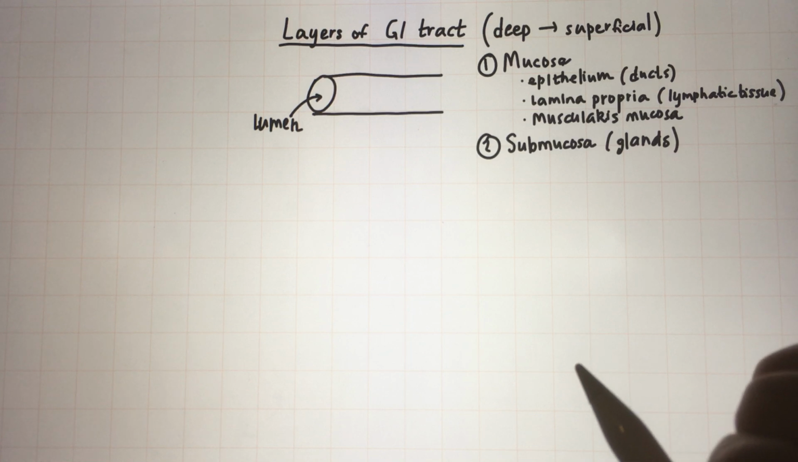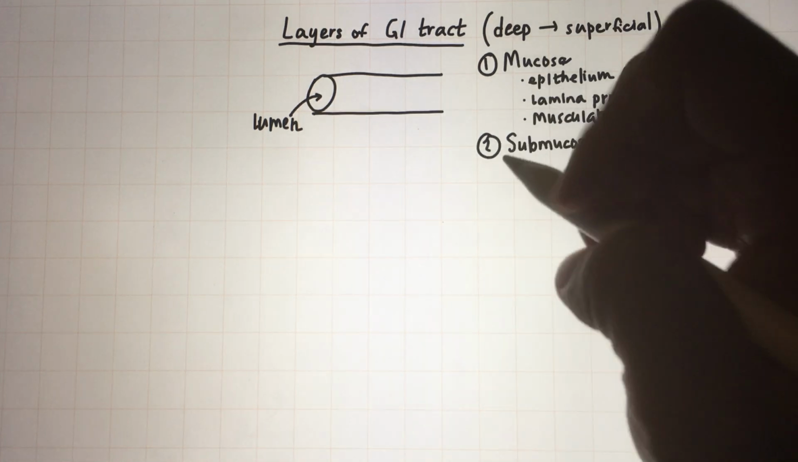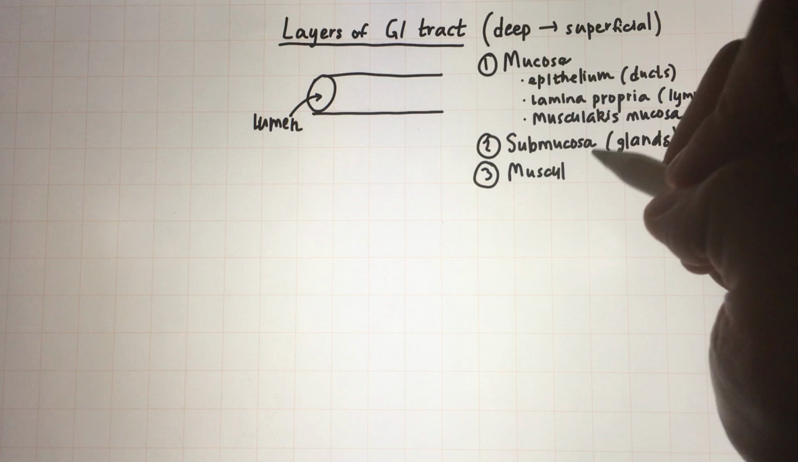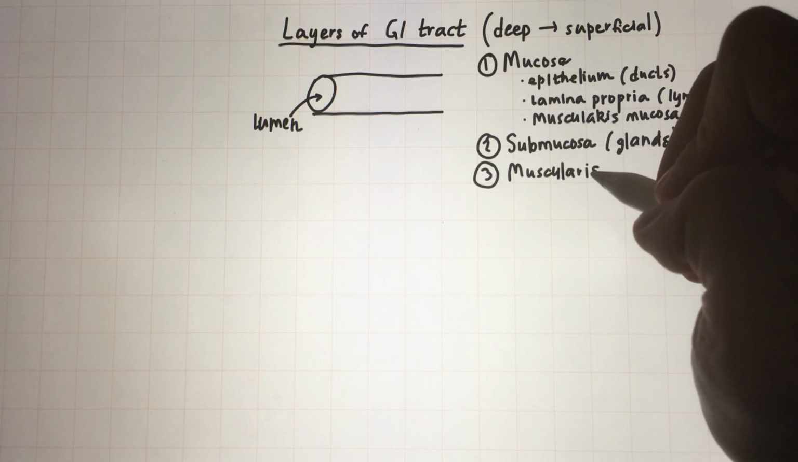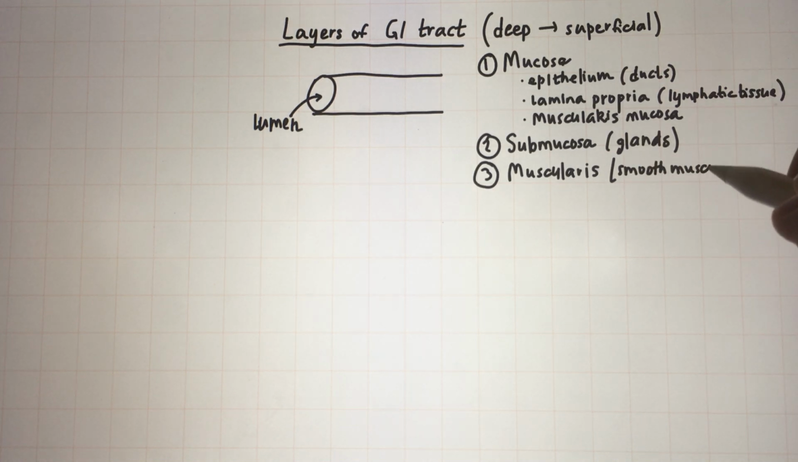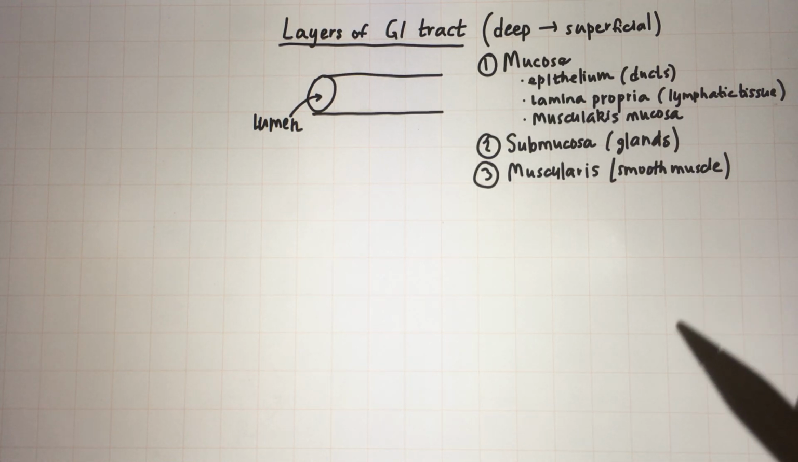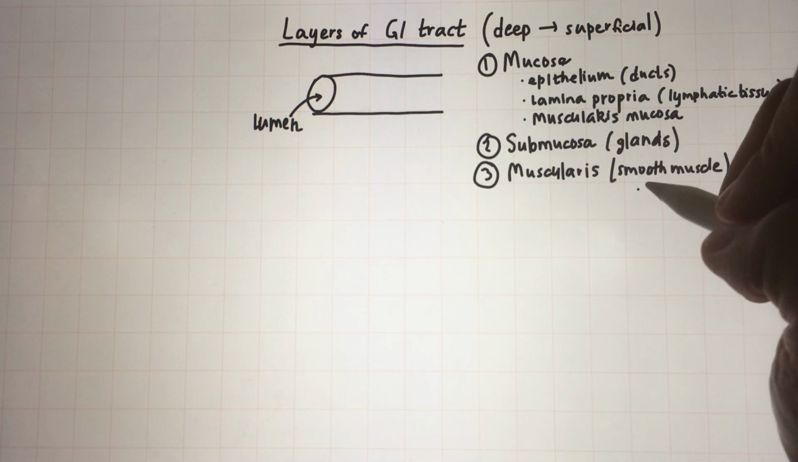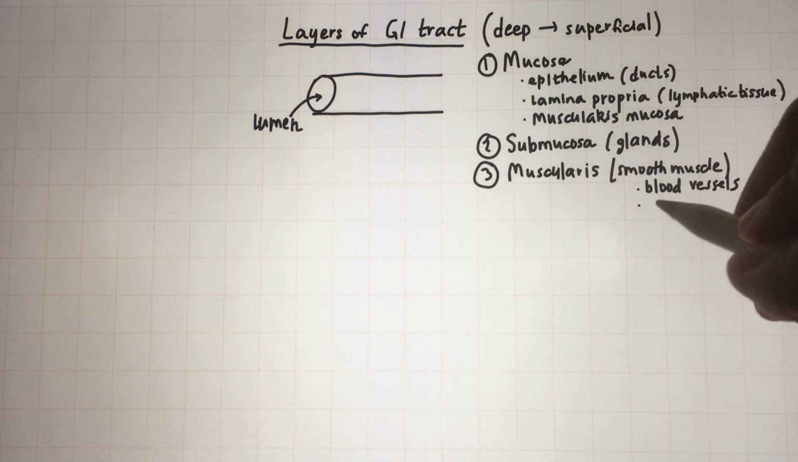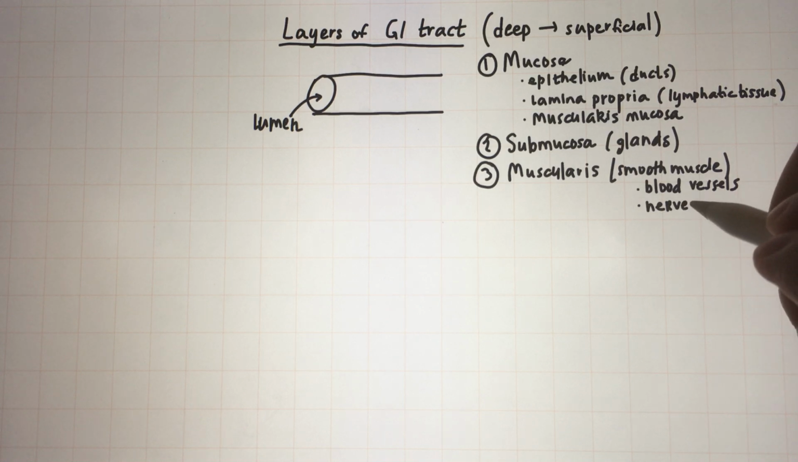The next layer of the GI tract, superficial to the submucosa, is called the muscularis. This layer is made out of smooth muscle. And of course, muscle needs nutrients in order to function. So this layer has lots of blood vessels and also the nerves that stimulate this muscle and cause its contractions.